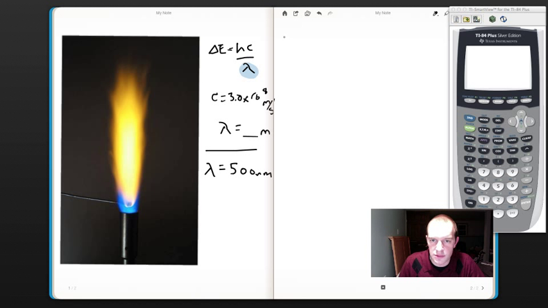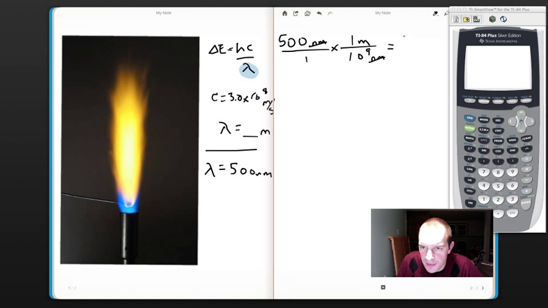Well, what we're going to do is say, all right, 500 nanometers are what we're starting with. This is that dimensional analysis we worked on at the beginning of the year, over 1 times, for every 10 to the 9th nanometers, you would equal 1 meter. So now our nanometers are going to cancel out. We're going to be left with 500 times 1, which is going to equal 500, with the unit being meters, divided by 10 to the 9th.